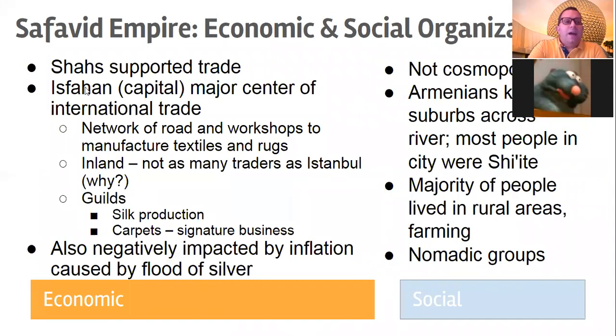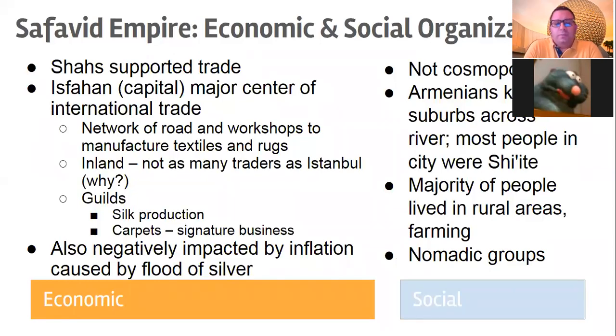So how does the Safavid Empire organize themselves? Well, economically, we know that they support trade, okay? And we know that they use their capital city as a way to help facilitate and help support trade. But again, the further inland that you go, the less trade that there was going to be because they became more and more remote.